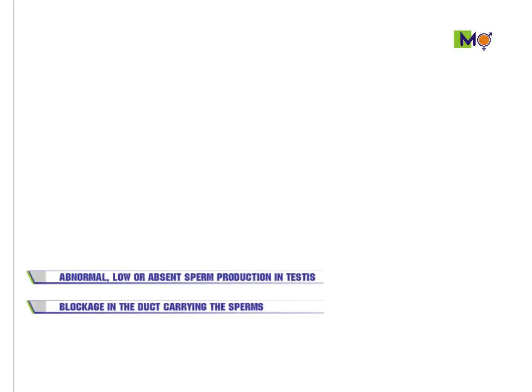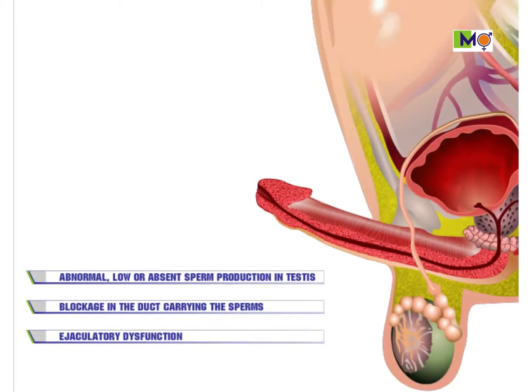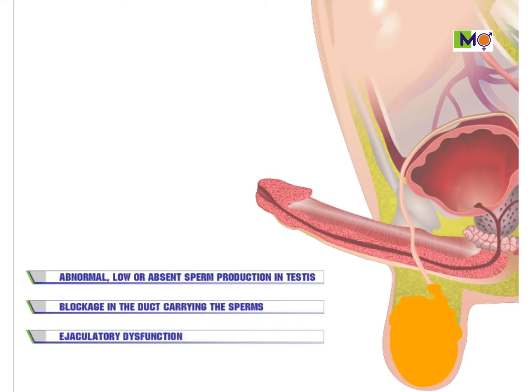Let's have a look at causes of male infertility. Problem could be at production level in the testes, which is called failure of sperm formation. Or it could be a blockage in the duct transporting sperms, or a failure of ejaculation.